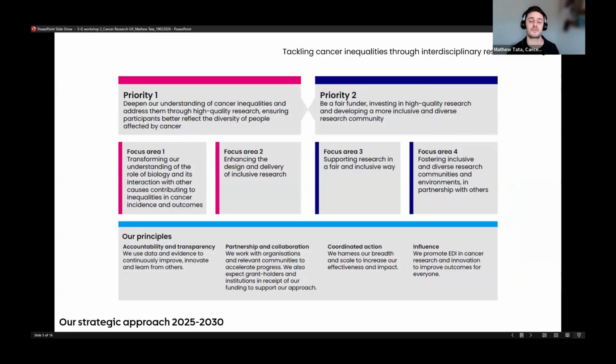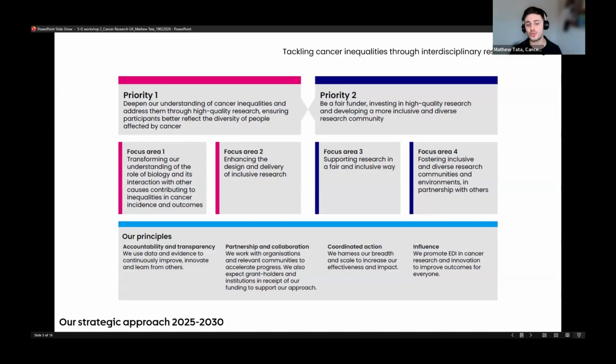diversity, and inclusion in research, which is a blueprint of how we will work towards ensuring we beat cancer for everyone. If you can see on the slide in magenta, priority 1 on the left-hand side covers our aim to transform our understanding of the role that biology plays and its interaction with those other causes contributing to inequalities in cancer incidence and outcome. It also captures the need to enhance how we design and deliver research in an inclusive way. We need to make sure that, for example, research participants better reflect the diversity of people affected by cancer. And this is very much where the alignment with today's and last month's workshops comes in.